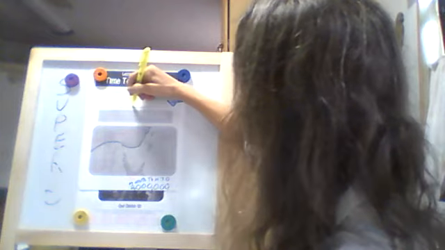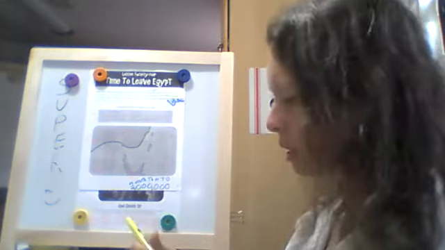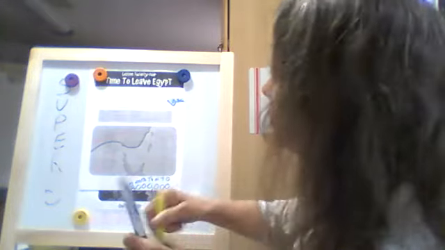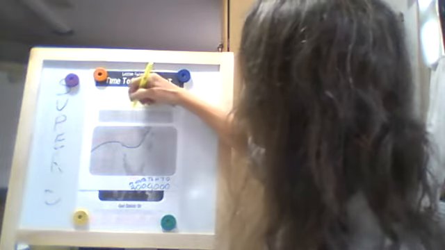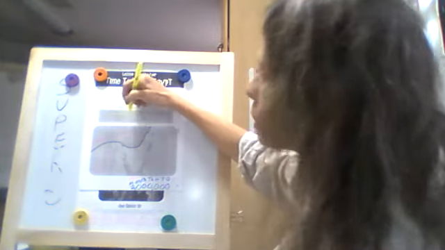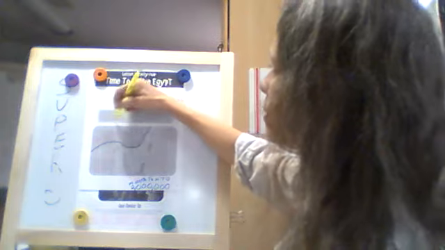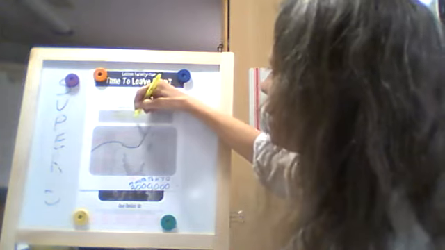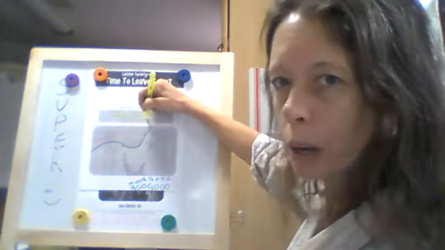So the next directions say you're going to label each number on the map as shown below. And here are our choices. We have, oh, it's going to be one of those days, I see. Nile River, Red Sea, Mediterranean Sea, that's a big word, Egypt, Desert of Sinai, and Canaan, which is the Promised Land.